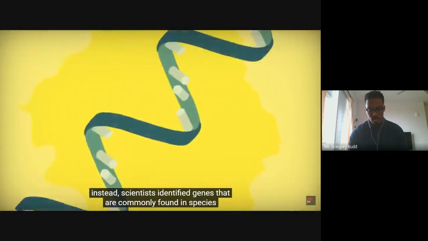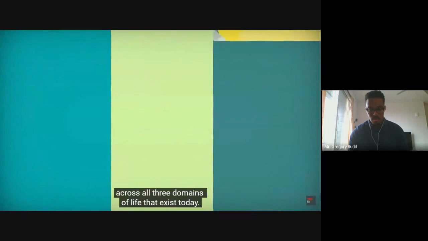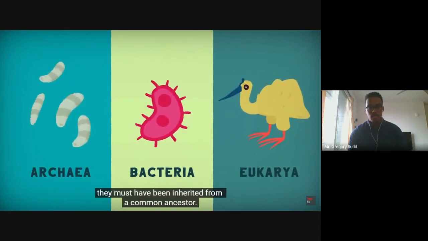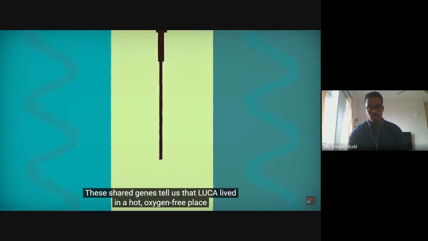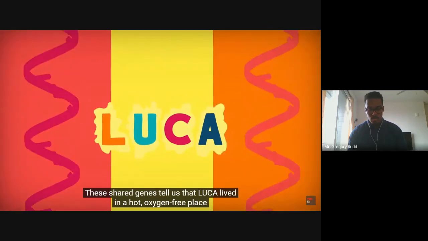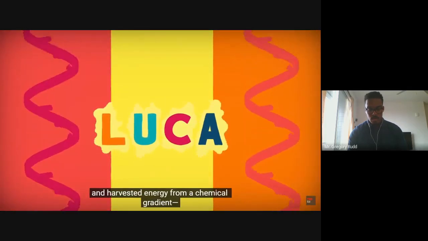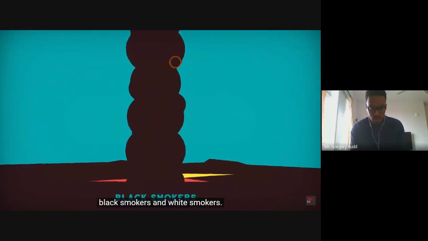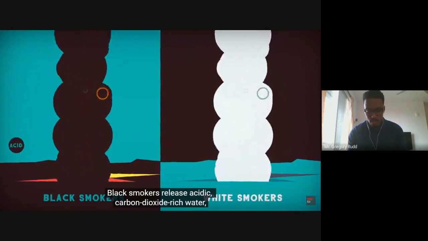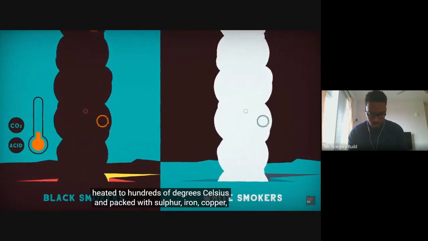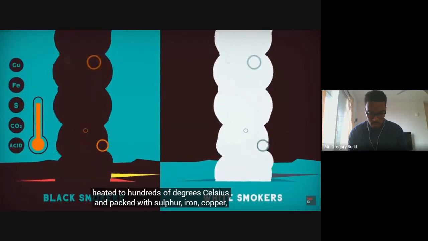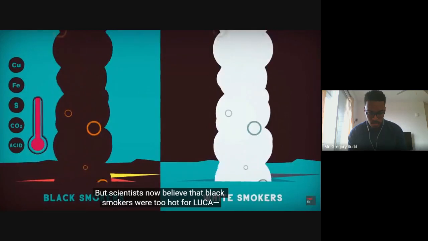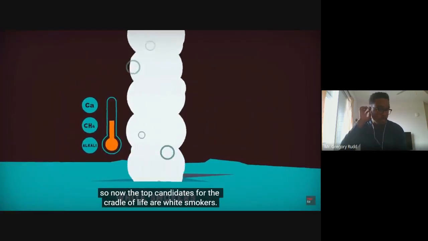Instead, scientists identified genes that are commonly found in species across all three domains of life that exist today. Since these genes are shared across species and domains, they must have been inherited from a common ancestor. These shared genes tell us that LUCA lived in a hot, oxygen-free place and harvested energy from a chemical gradient, like the ones at hydrothermal vents. There are two kinds of hydrothermal vent: black smokers and white smokers. Black smokers release acidic, carbon dioxide-rich water, heated to hundreds of degrees Celsius and packed with sulfur, iron, copper, and other metals essential to life. But scientists now believe that black smokers were too hot for LUCA, so now the top candidates for the cradle of life are white smokers.